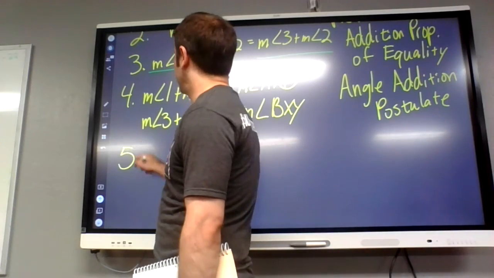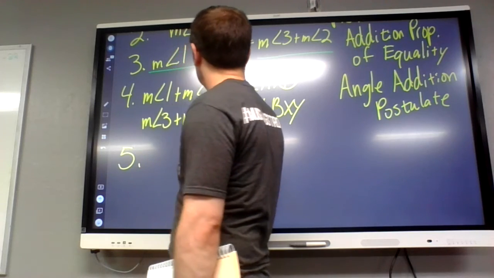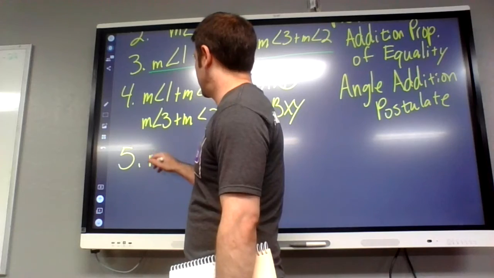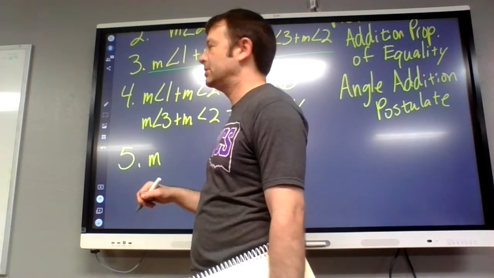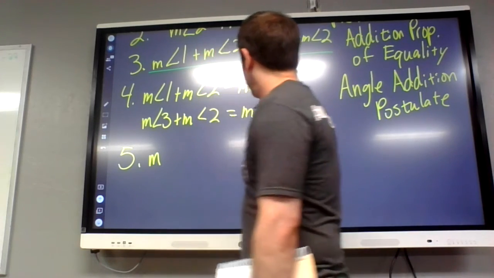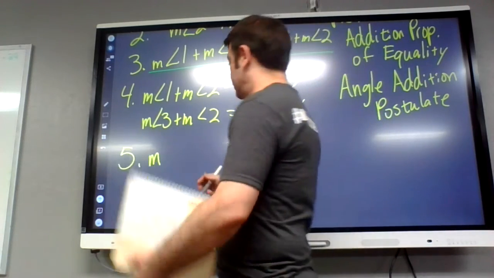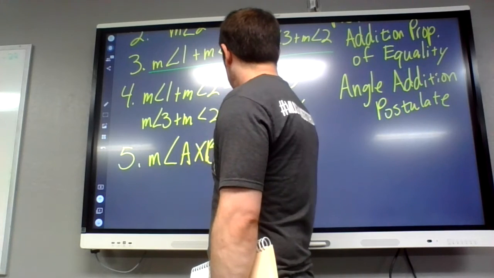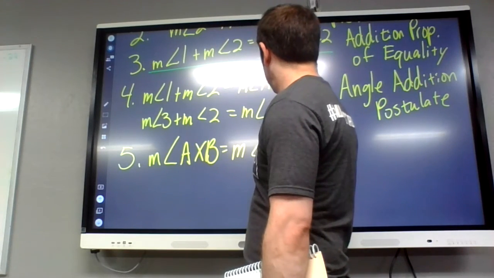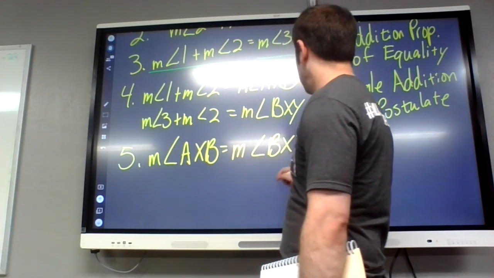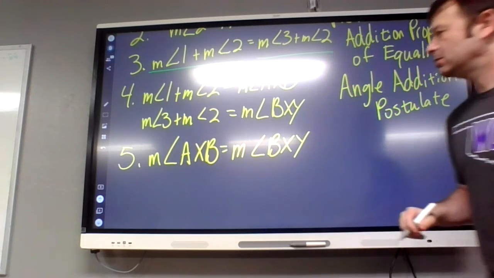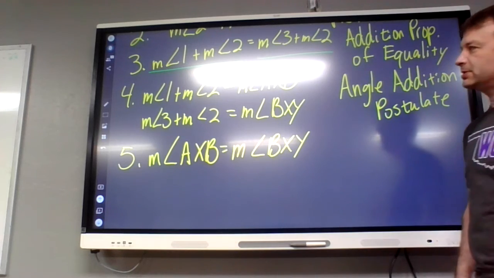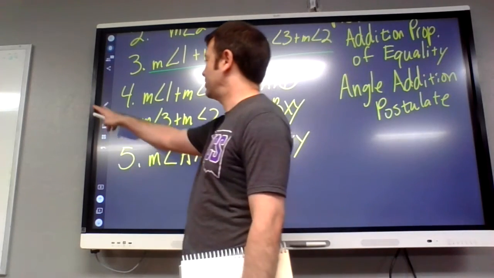Okay, last one, almost there, almost done. Well, what does the last line always end with? What I was trying to prove. Which they tell us what we're trying to prove, so you can kind of copy that down. But measure of angle AXD equals measure of angle BXY. All right, but how did we get there? That's the question. You guys might not realize we have arrived.